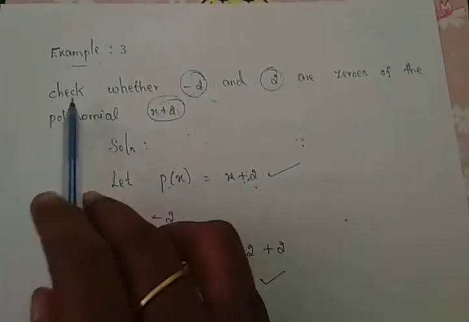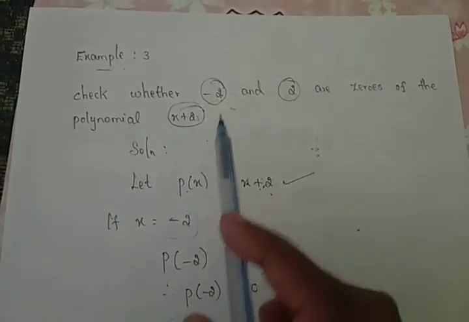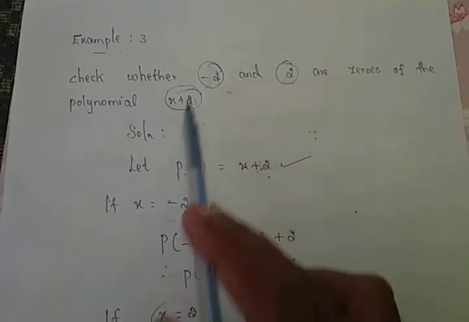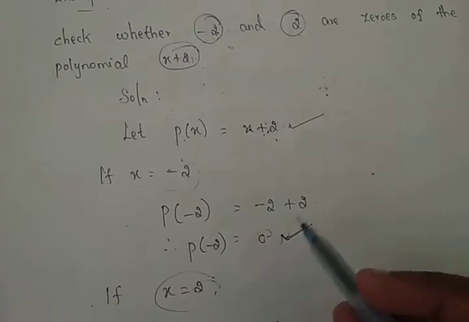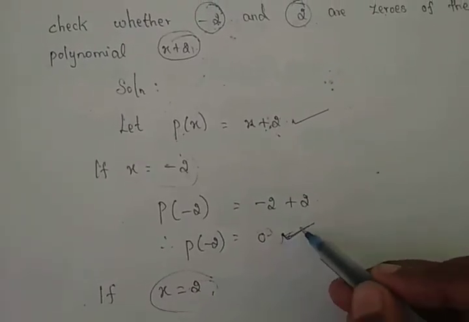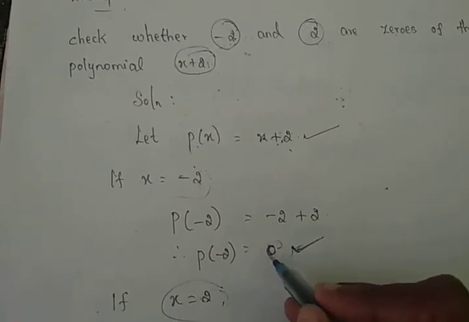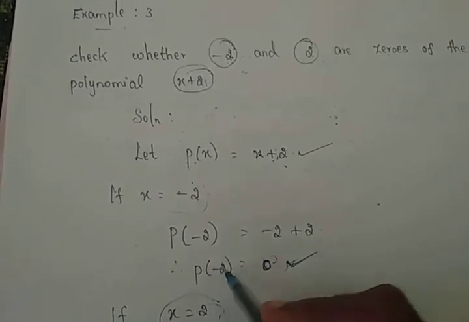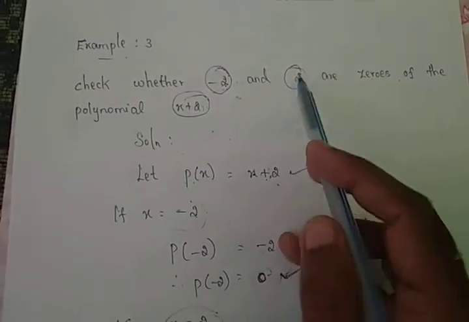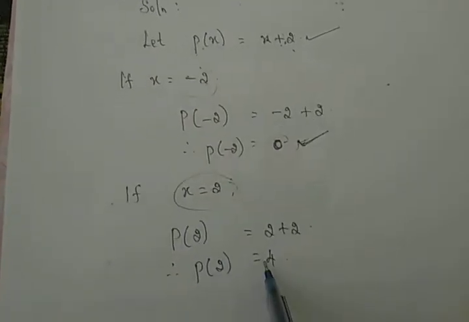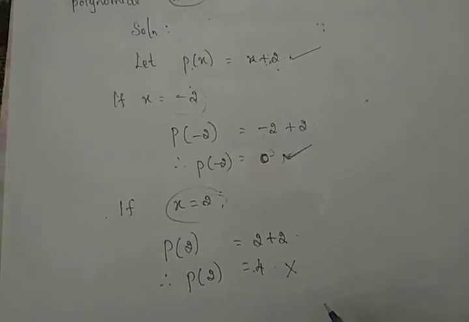Our question is, we have to check whether the two numbers are the zeros of the polynomial. When we substitute x equal to minus 2, we get 0. So minus 2 is the 0 of the polynomial. Next, when we check x equal to 2, we get 4. We did not get 0, so this is not a 0 of the polynomial.